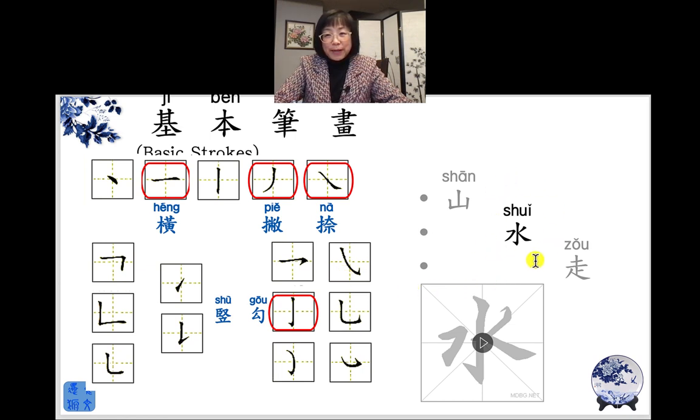Next one, 水. We also start from the very middle. So it's a shu with a hook. It's called shu gou. After that, we start from the left. So it's a heng and then a pie. And then the right part is a pie and a na.